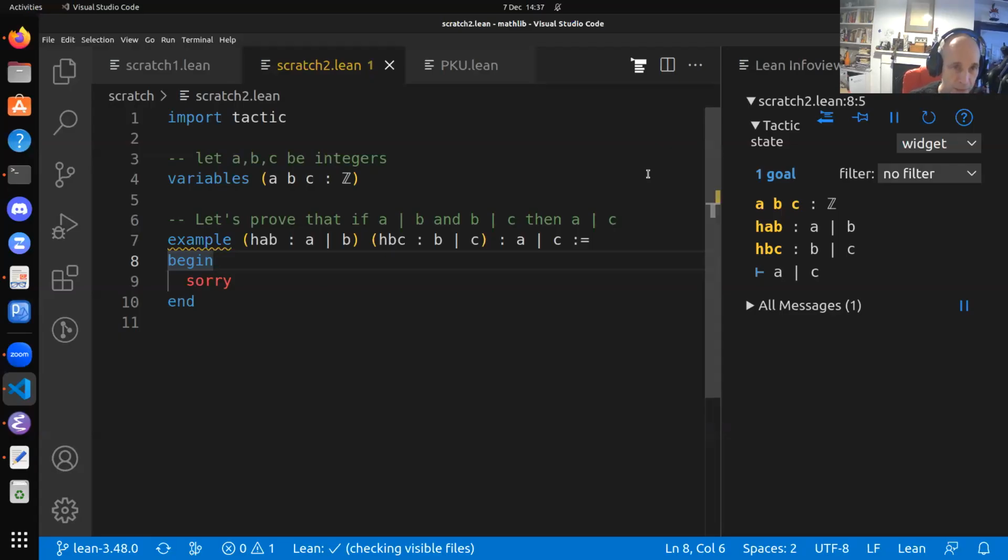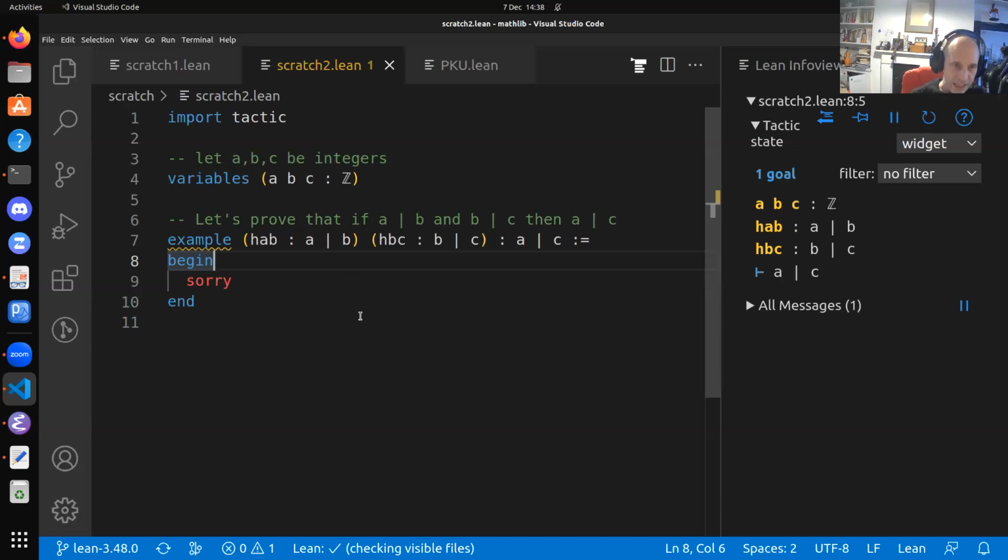This was a question that came up in the previous talk. You've got three integers a, b, and c, and I stole an example from the previous talk. You have the hypothesis HAB that a divides b, and the hypothesis HBC that b divides c, and we want to prove that a divides c. We saw in the previous talk how one might try to get that into STACK. But here's what this would look like in Lean.